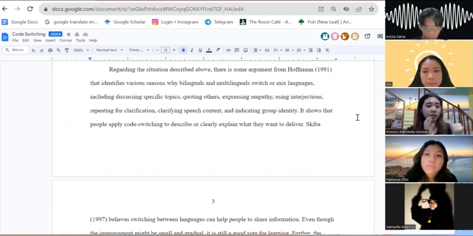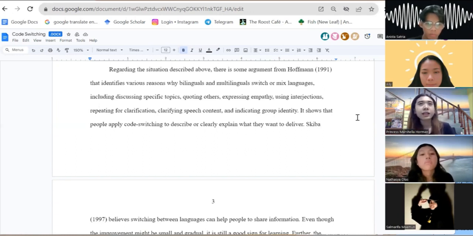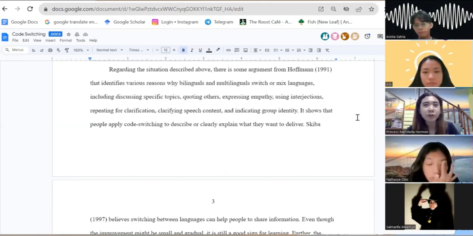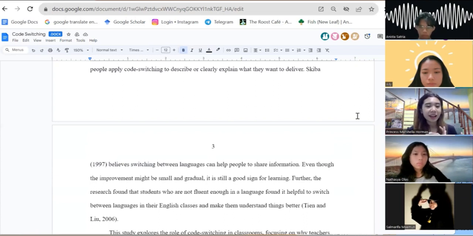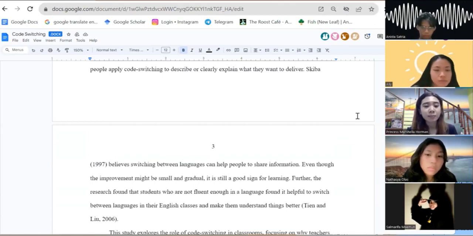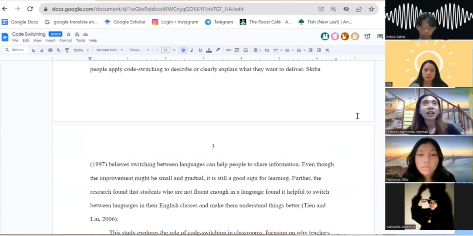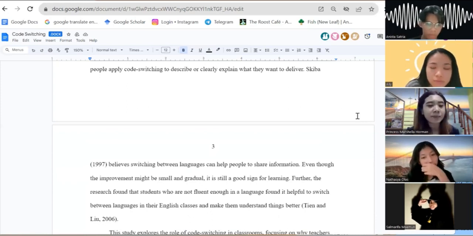Those reasons include discussing topics, quoting others, expressing empathy, using interjections, using classifications, and indicating group identity. And it shows that people apply code switching to describe what they want to deliver or what they want to say, or to express their feelings. And apart from that, according to a study from Skiba from 1997, he believes that code switching between languages can help people to share information, like spreading out information.